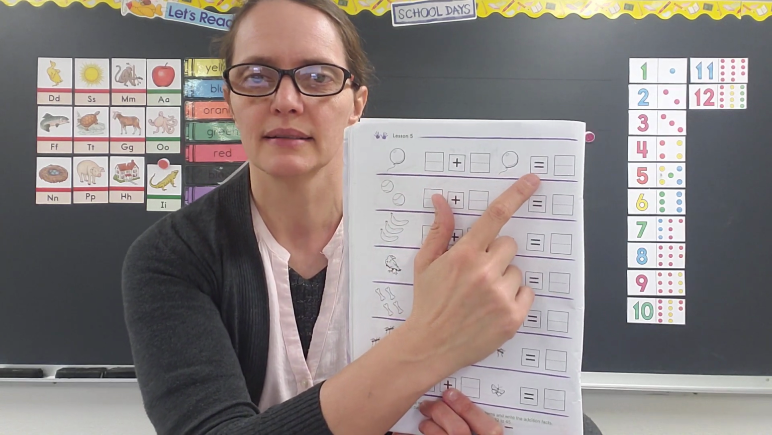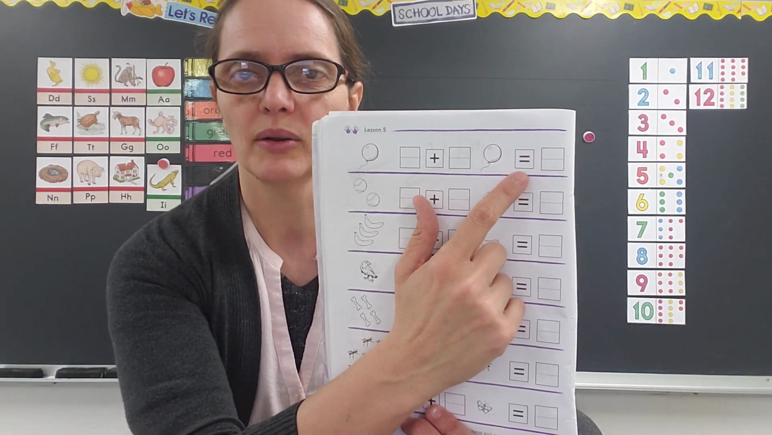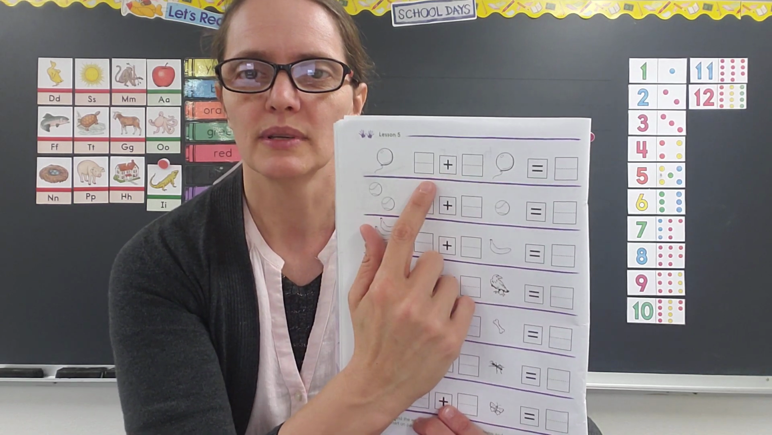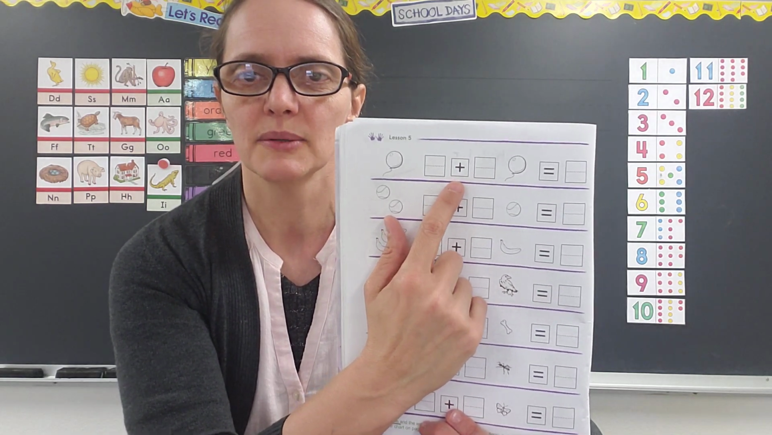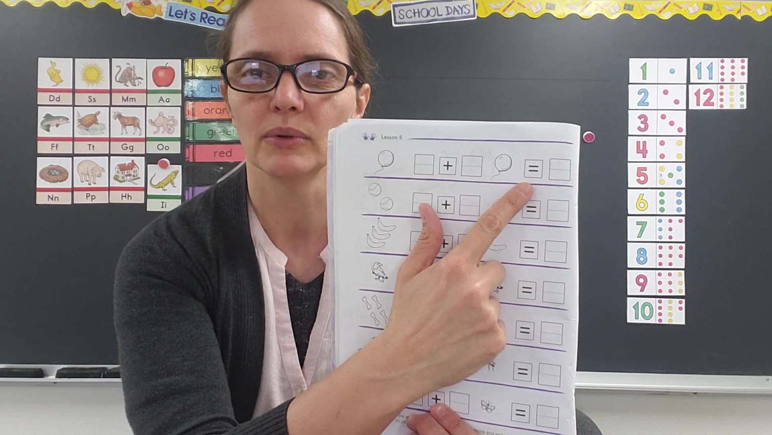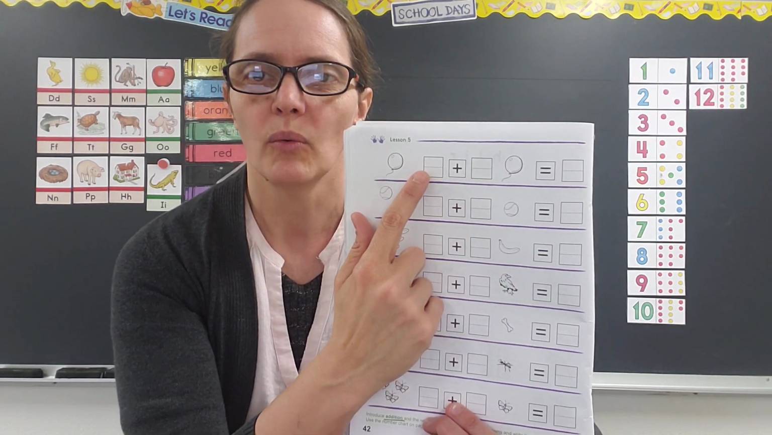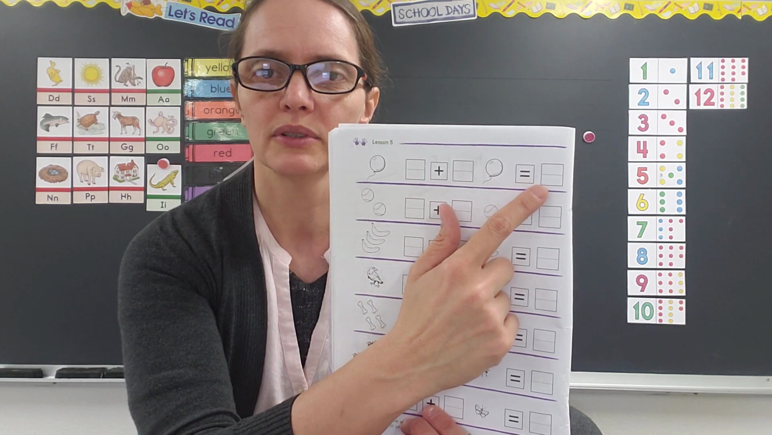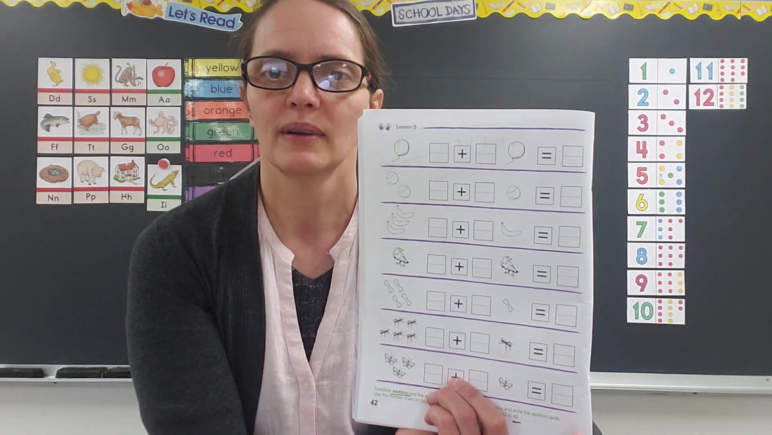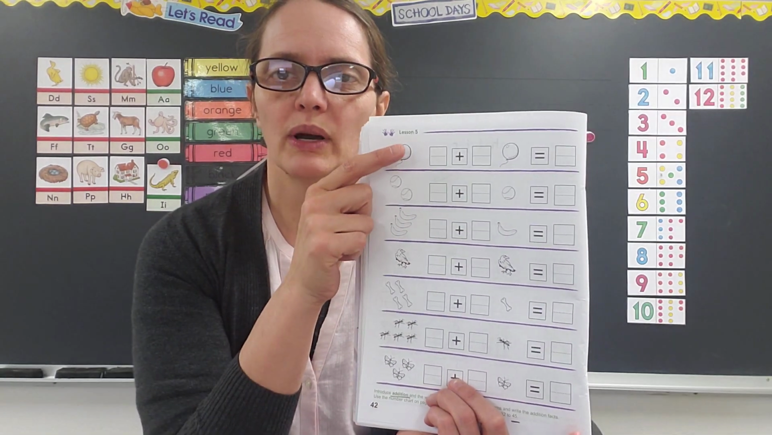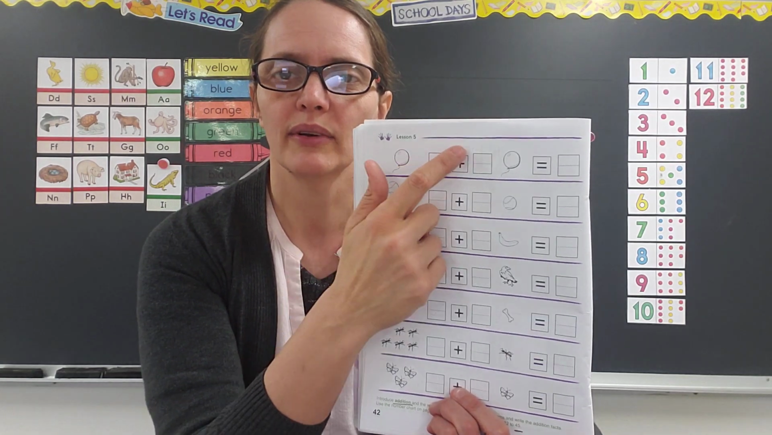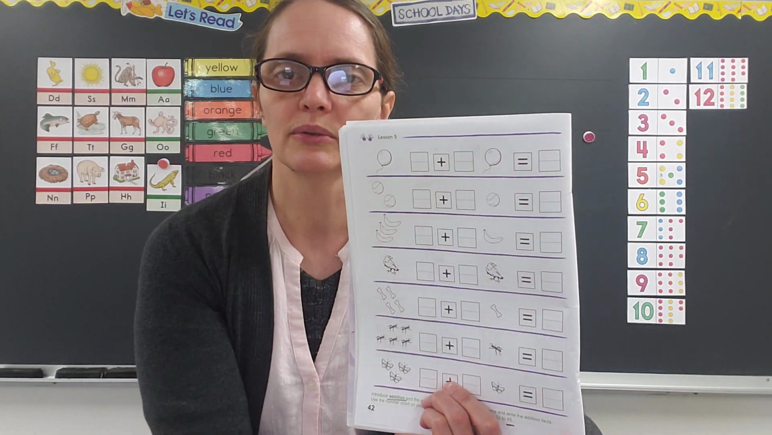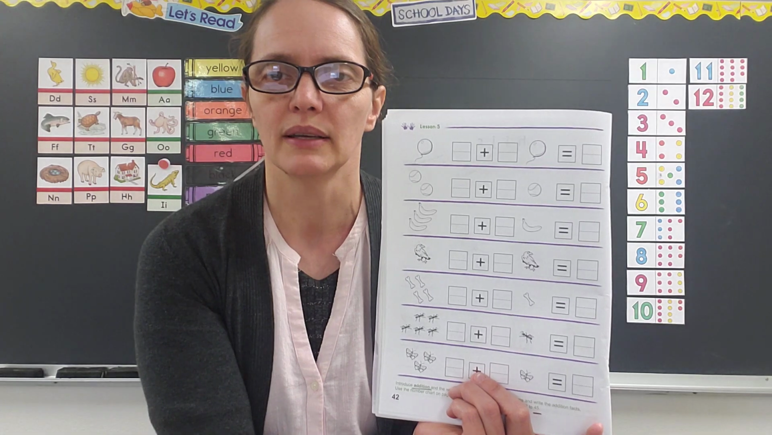And this little box here, does everybody see that? That's an equal sign. So this is a plus sign. This means plus, and this means equals. So we have 1 plus 1 equals 2. Because when you have one balloon and you have another balloon, you have 2 balloons. 1 plus 1 equals 2.